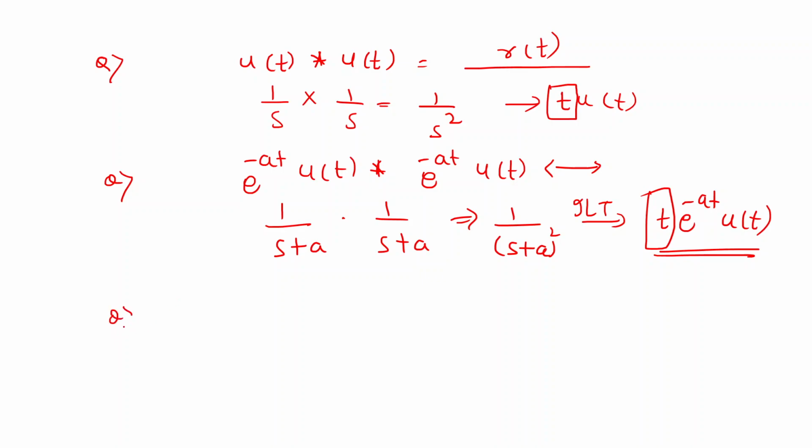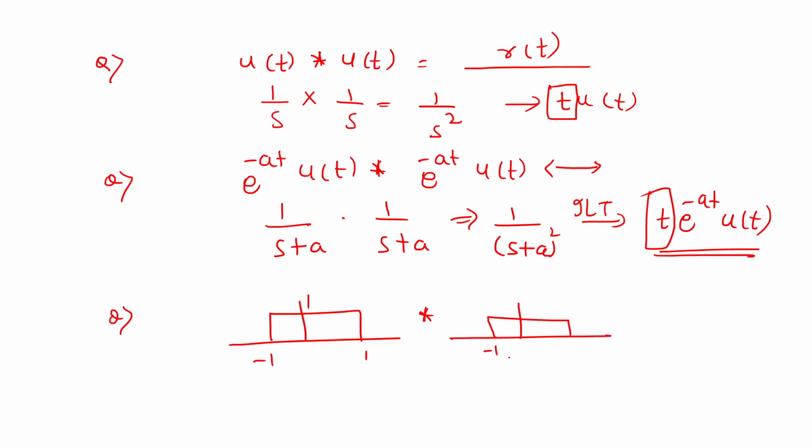Let me give another example. Let's say I am just explaining question number one graphically. Let's say this is minus one, this is one. Convolution with the same signal, same minus one, one. So what is the answer? Means how will it look graphically?